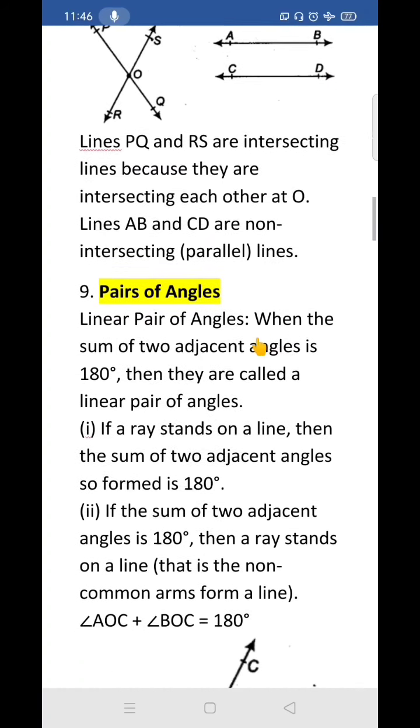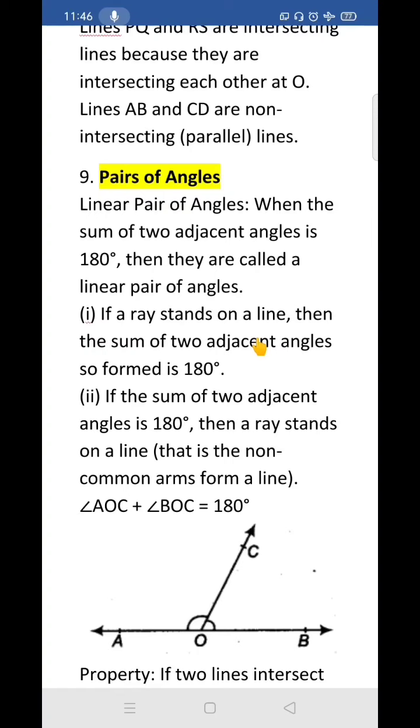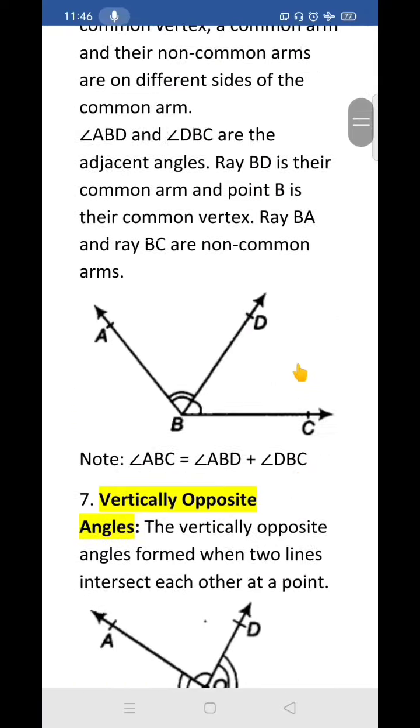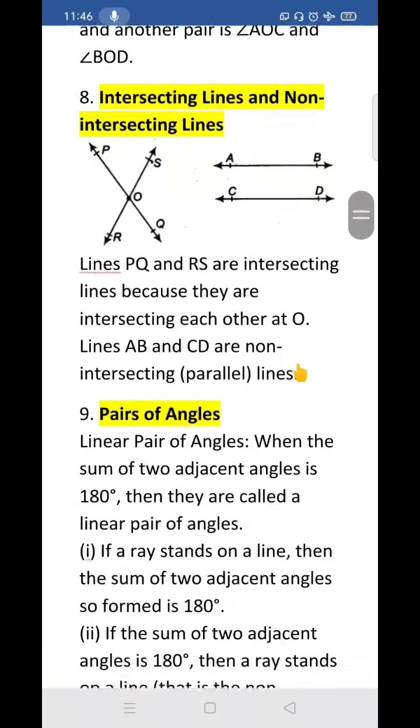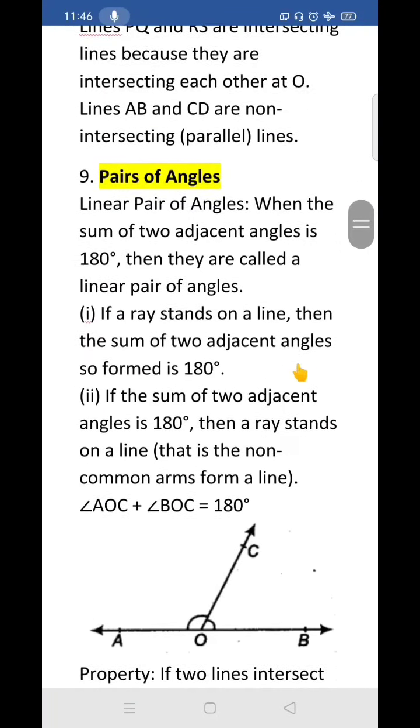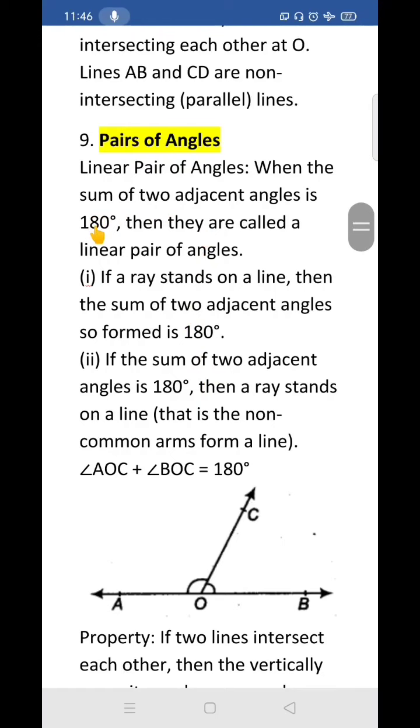Okay, so the next thing is what? The pair of angles. In this we mainly have to study the linear pair of angles. Already we have studied this actually: when the sum of two adjacent angles is 180 degrees, then they are called a linear pair of angles. So see this figure, you will understand, this is 180 degrees, isn't it? So when the sum of the two adjacent angles is 180 degrees, it is called a linear pair of angles.